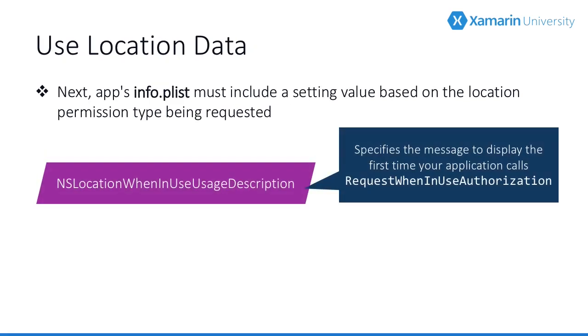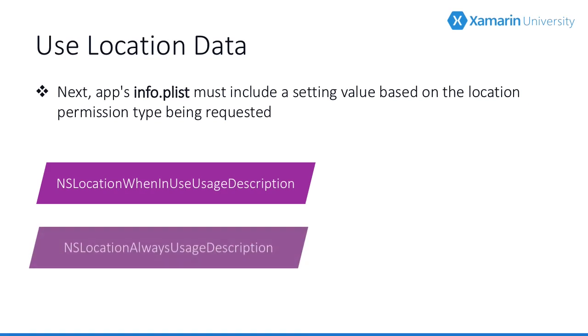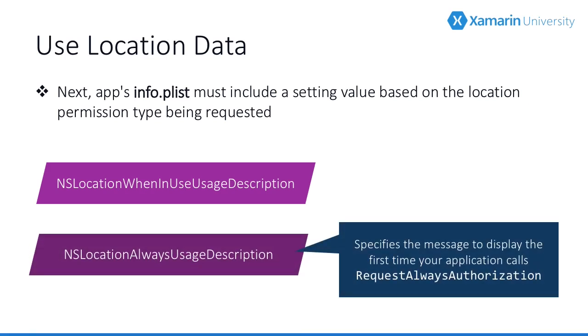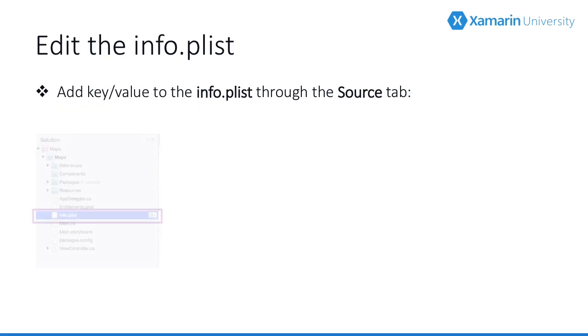We have only a small amount of control over that alert dialog that iOS shows requesting user location permission. We exercise that control through the info plist and some keys named NSLocation when in use usage description, of course if we're requesting when in use authorization, or through NSLocation always usage description if we're requesting always use authorization.